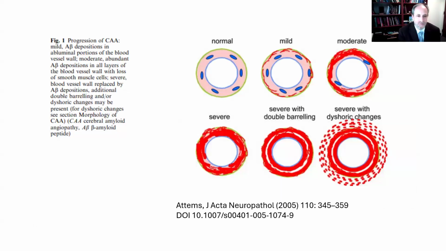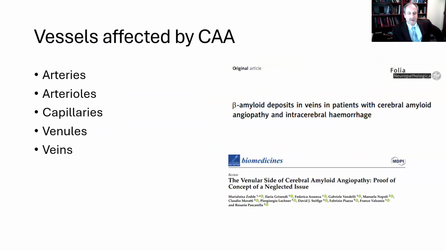There's a nice review published about 20 years ago now by Dr. Attems, of course, a prolific scholar and editor-in-chief of Acta, showing a sort of a 6-stage progression from moderate, severe with double barreling, and severe with so-called dysphoric changes, two terms that you probably don't hear outside of the various lions' dens out there of neuropathology. But it's interesting that we see these changes, and there's really no biomarker for such changes. It's something that pathologists only see, and it's a sort of an indication of the heterogeneity of the disease process.